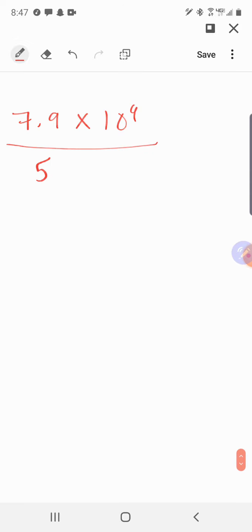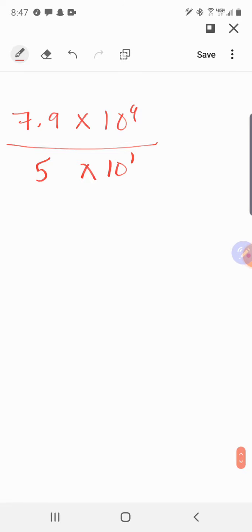All right, the first thing that I'm going to do is write down the two scientific notation numbers that they give you. So the first one we have is 7.9 times 10 to the 9th, and we're going to divide that by 5 times 10 to the first. As you can look, most of these problems are dividing scientific notation. So if you know how to divide scientific notation, you're going to be just okay on this test.